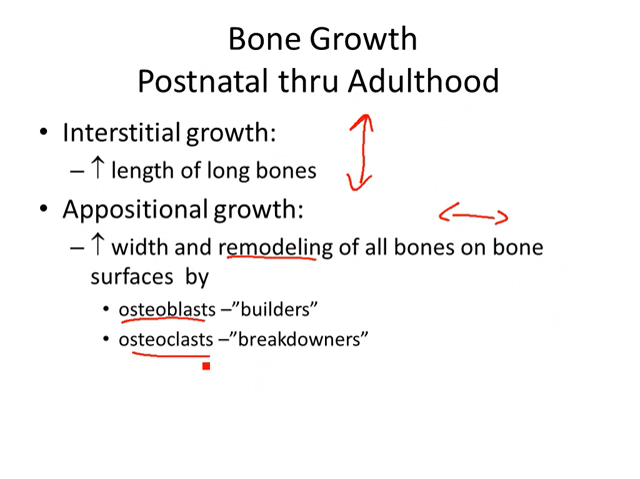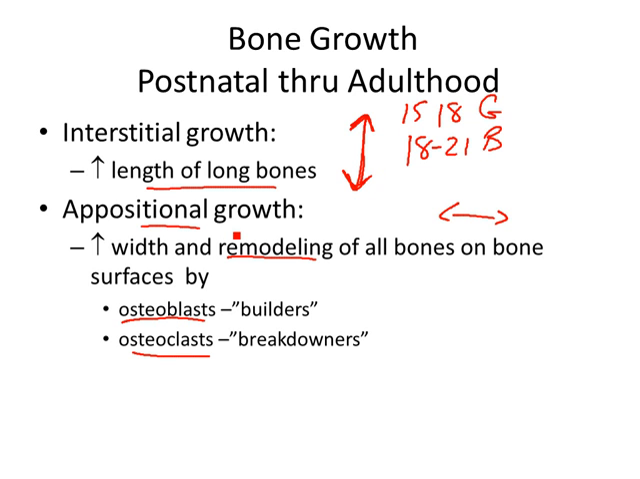Once you're born, your bones are going to have length growth, and this is going to happen through puberty and adolescence. In girls, like I said, somewhere between 15 and 18, this interstitial growth will stop, and somewhere between 18 and 21 for boys, it will stop. But you're going to have some appositional growth, some width and remodeling. That can happen all your life.